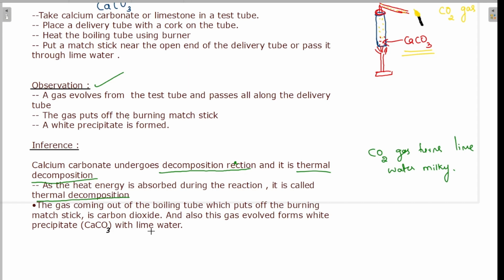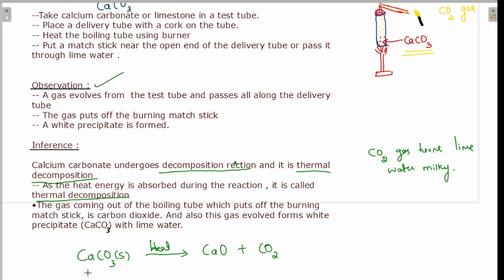Now we are going to write the reaction for this activity. We had taken calcium carbonate, which is solid. And when it is heated, it will form calcium oxide plus carbon dioxide, which we have concluded. This is called thermal decomposition reaction.